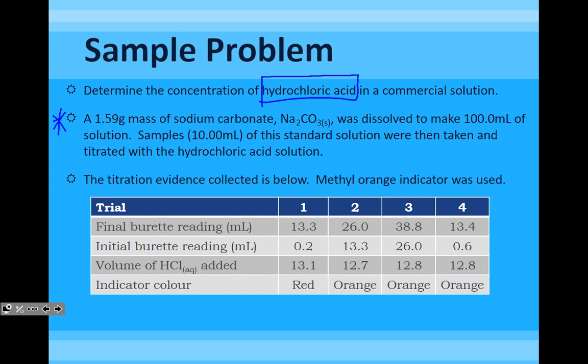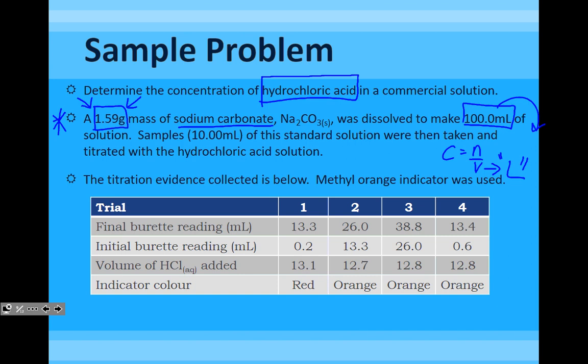Methyl orange indicator was used. Okay, so let's take a look at all the information that we have. We have 1.59 grams of sodium carbonate, dissolved in 100 milliliters of solution. We know that C equals n over V, so concentration equals number of moles over volume. Volume with this formula always has to be in liters. So the first thing I'm going to do, and I'll go over this in the next slide, is convert milliliters to liters, and then convert your grams to moles, and then divide your moles over your volume to get your concentration, right? Because that will give us the concentration of the sodium carbonate.